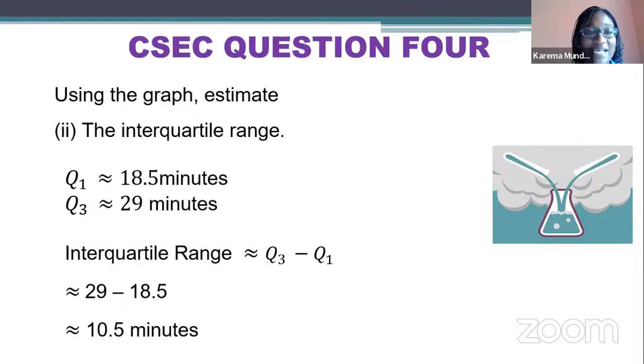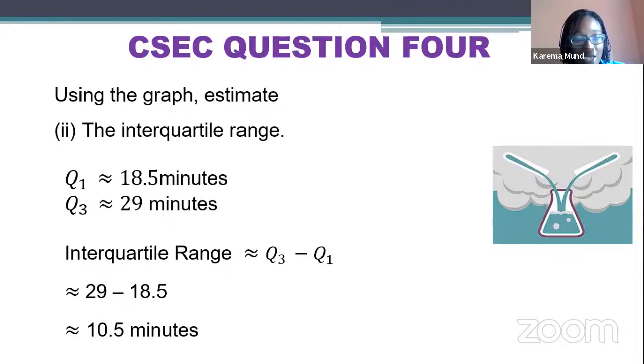Now, this question didn't ask about the semi-interquartile range, but suppose I wanted that. What would I do with this 10.5 minutes that I got here to get my semi-interquartile range? Does anyone else want to say something? Or maybe you're shy and you want to type it in the chat.